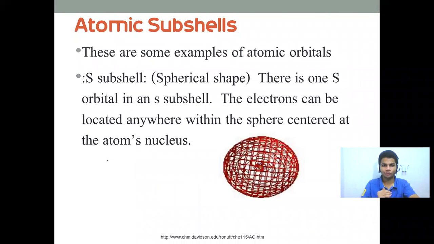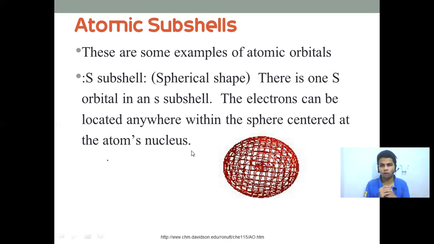Now you can see the atomic subshell, like the s subshell. There will be three subshells, p and d as well. You don't have to study the other subshells right now. The shape of the s subshell is spherical, and there is only one orbital in the s subshell. The electron will be located anywhere within the sphere. You can see this is the sphere. So the electron will be located anywhere, but not outside the sphere.